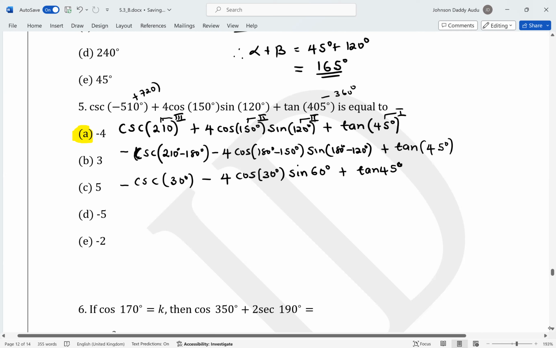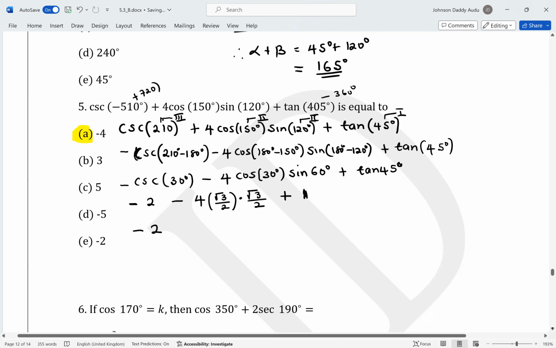So what is cosec 30 degrees? Cosec 30 degrees is the reciprocal of sine, right? So here it is going to be just minus 2, because we know that sine 30 is 1 over 2, right? And then you have minus 4 times cosine 30. Cosine 30 is root 3 over 2, multiplied by sine 60. Sine 60 is root 3 by 2. Then plus tan 45, which is 1.